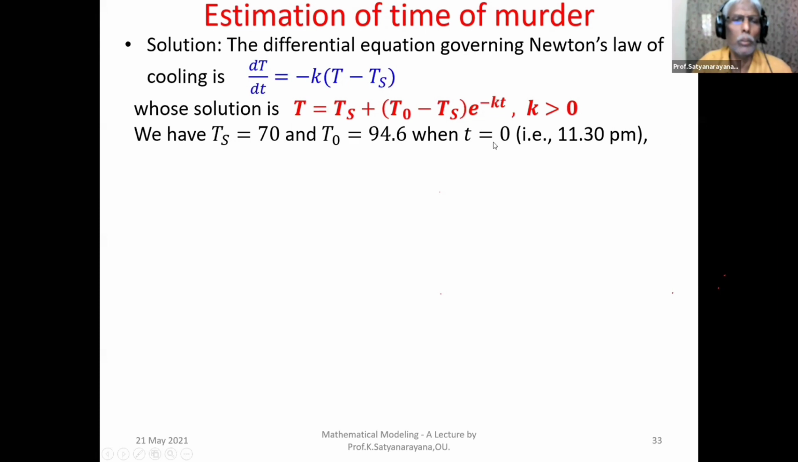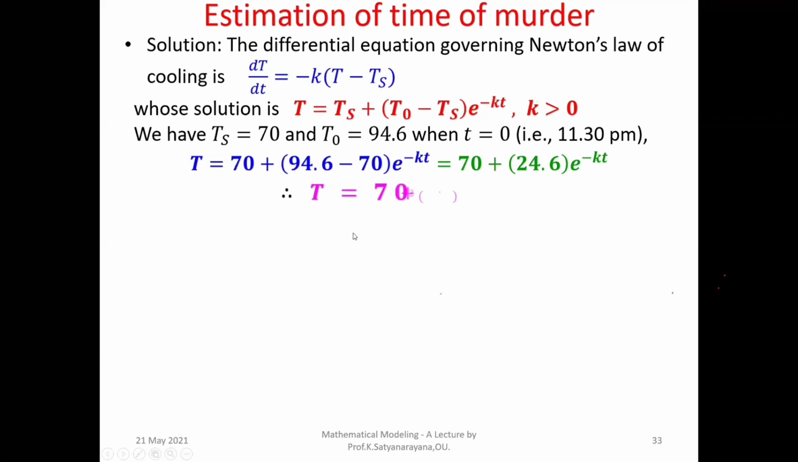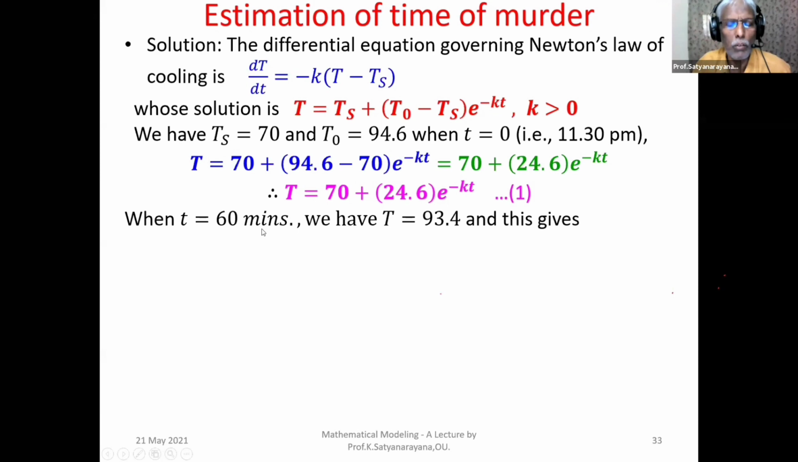Then substitute: T = Ts, 70, plus (T0, 94.6, minus Ts, 70) e^(-kt). That will be equal to 70 + 24.6 e^(-kt). So this is the equation. And again, when t is equal to 60 minutes, after 1 hour, we are measuring the time in minutes.